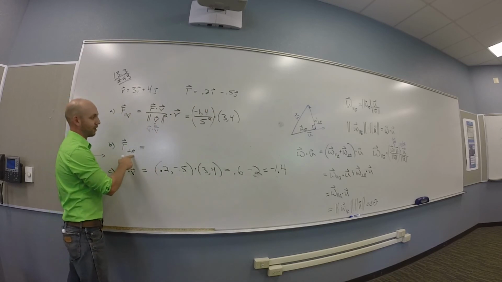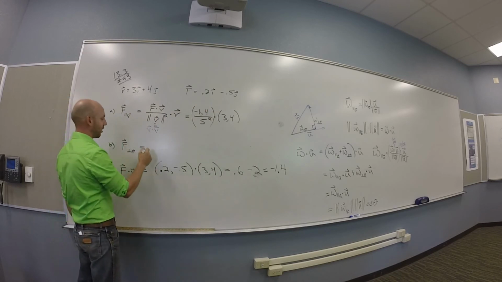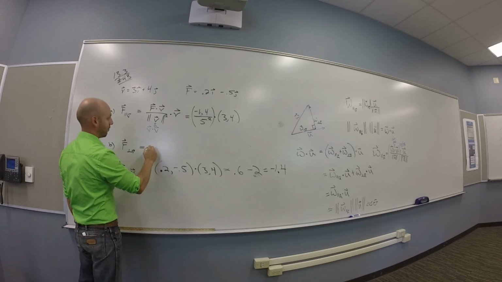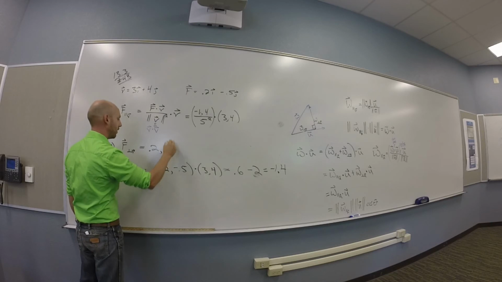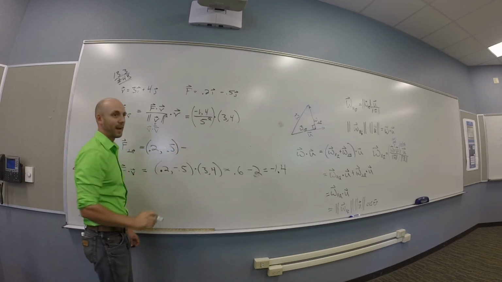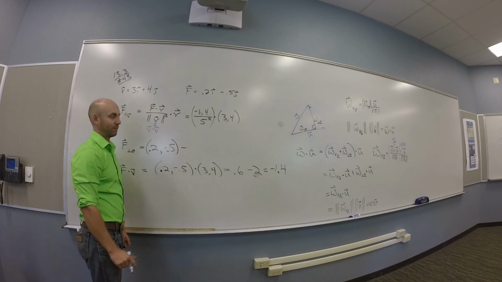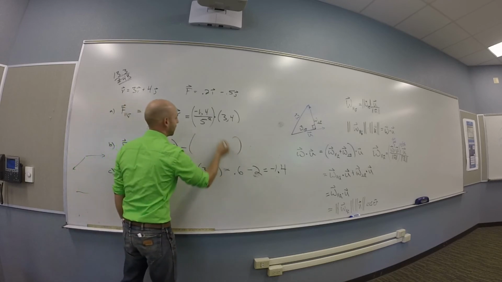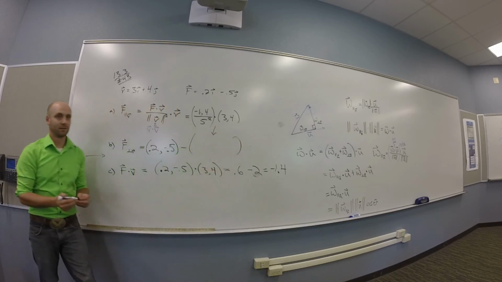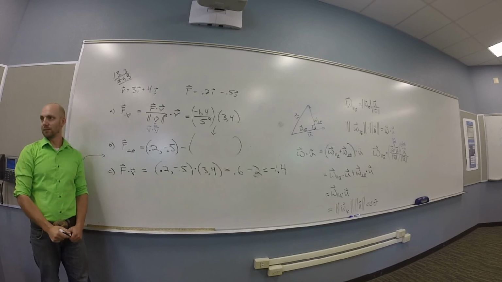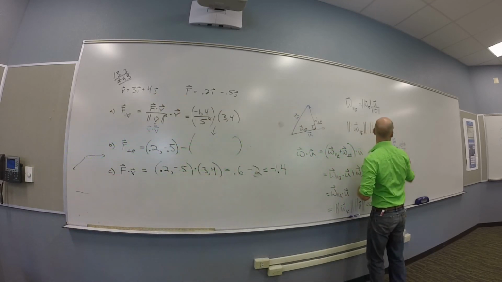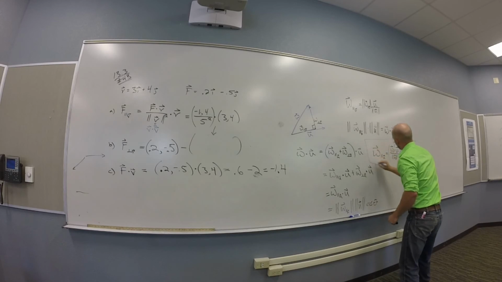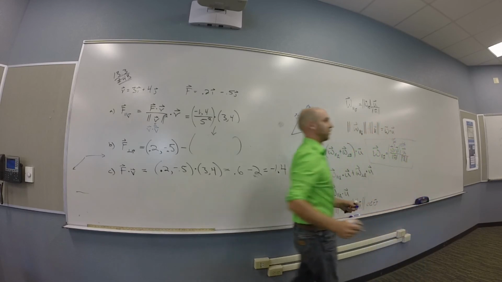So for F perpendicular to V, I'm going to take my vector F, my 0.2 comma minus 0.5, and I'm going to subtract whatever the heck you got here, that thing. You guys all see that? Okay, so the takeaway from this one maybe should be this formula for projecting.